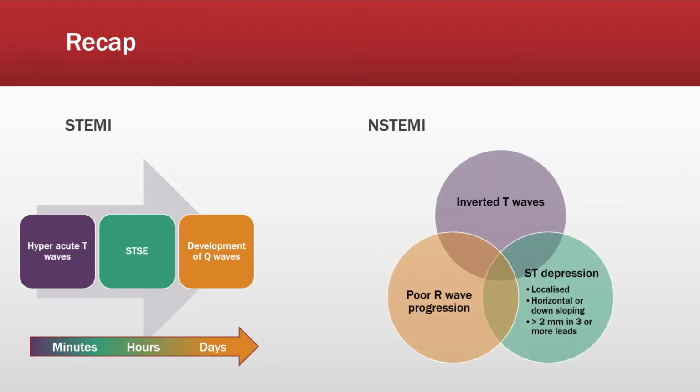When it comes to non-STEMI, there can be a constellation of subtle signs which may not even be present. So if the myocardial infarction is not transmural, that is, the infarction doesn't involve the entire thickness of the myocardial wall, we may see things such as inverted T waves, we may see this poor R wave progression, and there may also be the suspicious ST depression where it appears localized as either horizontal or down sloping from the QRS, and where it's seen in 3 or more leads and is greater than 2 millimeters has a poor prognosis.